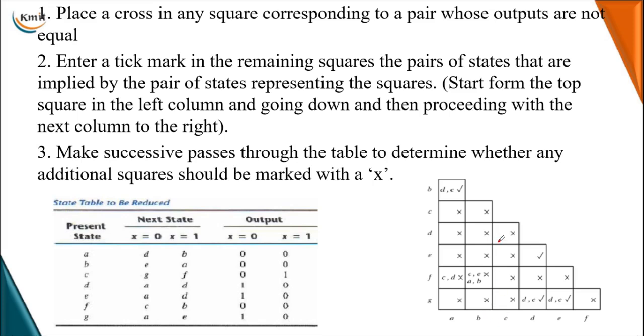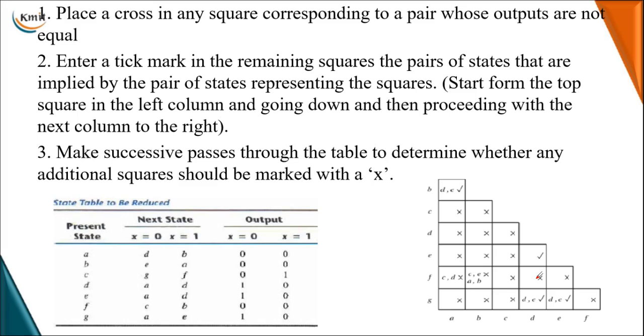Next, C with your D, E, F, G. So let me check. C is 0 1. Now the 0 1 output is not at all there in your D, E, F as well as your G states. Hence all are incompatible with the C state. So hence we put the cross mark.